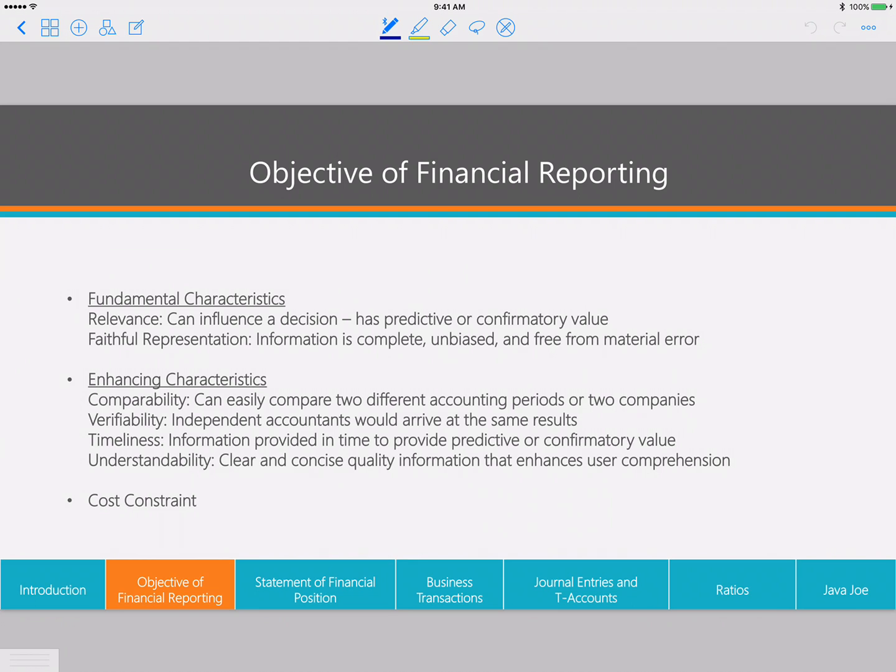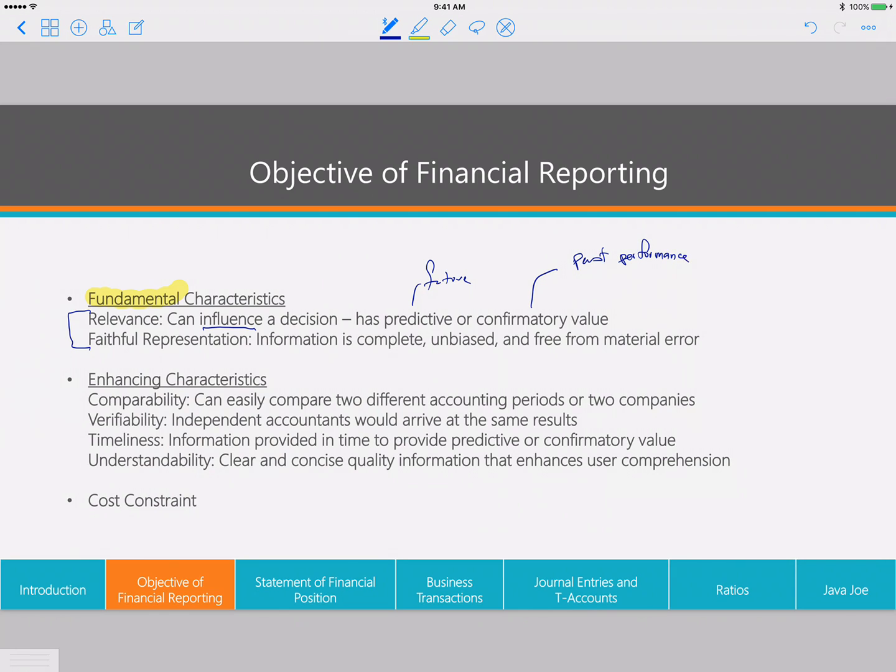Every bit of useful financial information must have these two fundamental characteristics. If financial information does not have these two characteristics, the fundamental ones, so we're going to highlight this, they're fundamental, it's very important. They must be relevant. What does relevance mean? It means that it can influence a decision. It means that it has predictive or confirmatory value. So this means that you can use these financial statements to either make predictions about the future, or it would confirm past performance, and it would confirm your previous predictions.